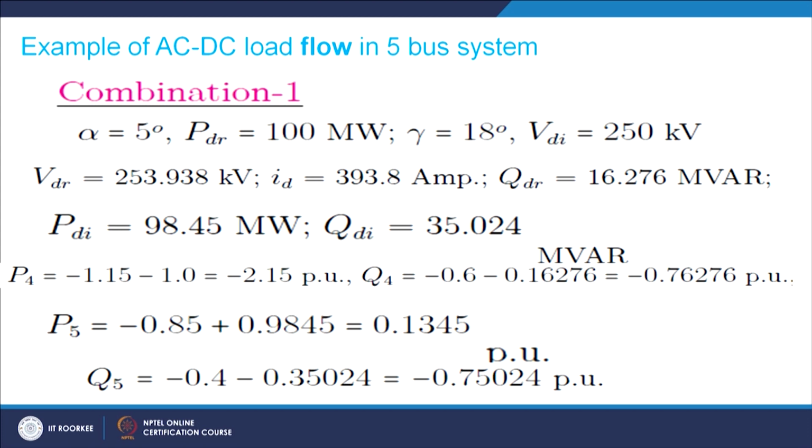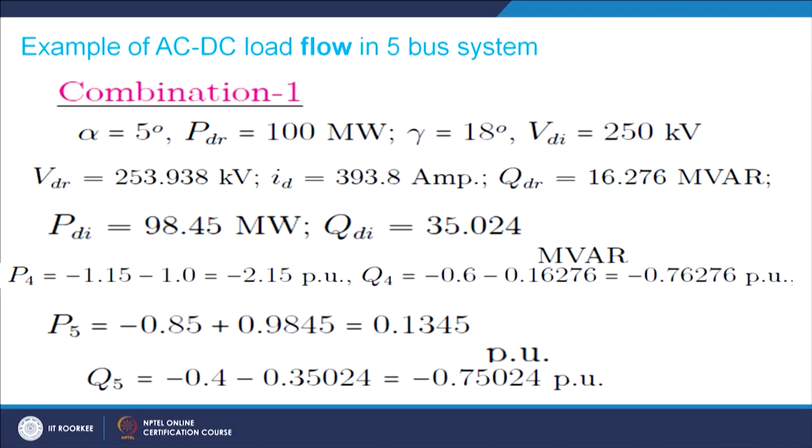Once we know these values, we calculate the equivalent injection at bus 4. Now, please note, in the 5 bus system, originally there was already a load connected, 115 megawatts. So, in per unit it is already minus 1.15. On top of that, PDR is 100 megawatts, so that is equal to minus 1. So, now the net power injected is this plus this. So, now net load at bus 4 is actually 215 megawatt. So, that translates into 2.15 per unit.